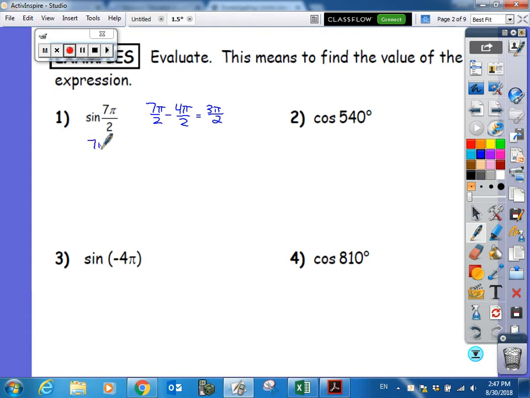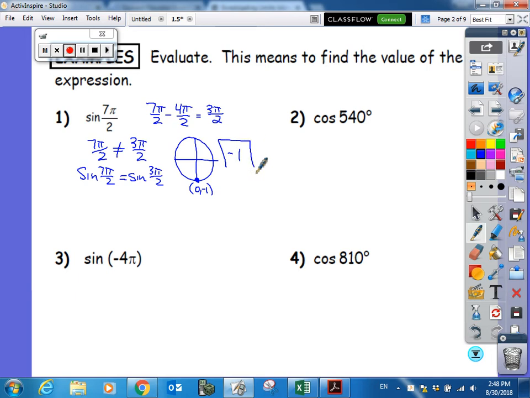Now, 7 pi over 2 does not equal 3 pi over 2. But the sine of 7 pi over 2 does equal the sine of 3 pi over 2 because they're in the same place. Right down here. This is where they are. On our unit circle, that point is labeled 0, negative 1. So we want to find the y value. So our answer would be negative 1.